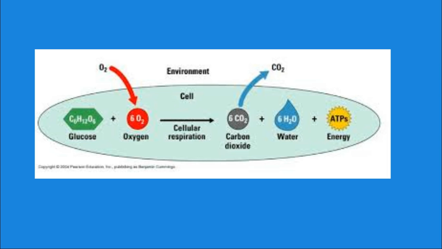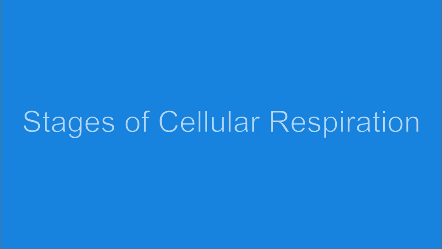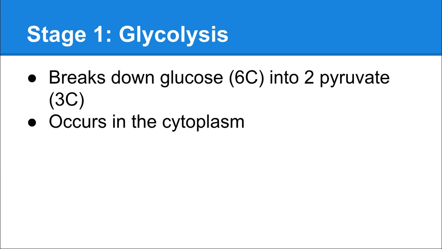C6H12O6 plus 6O2, and you're breathing in that oxygen. You're going to go through cell respiration, and you're going to breathe out the 6 carbon dioxide. You're going to have 6 waters, and then you're going to have the ATP you're going to use as energy. So you have 3 stages of cellular respiration.